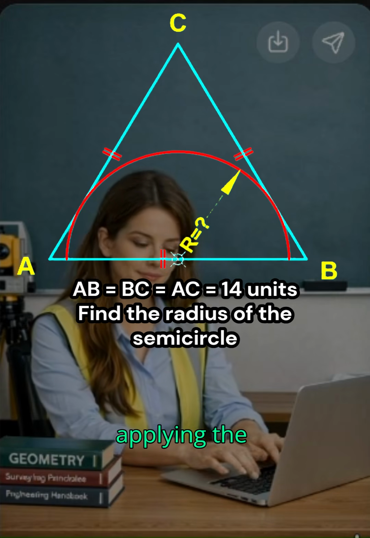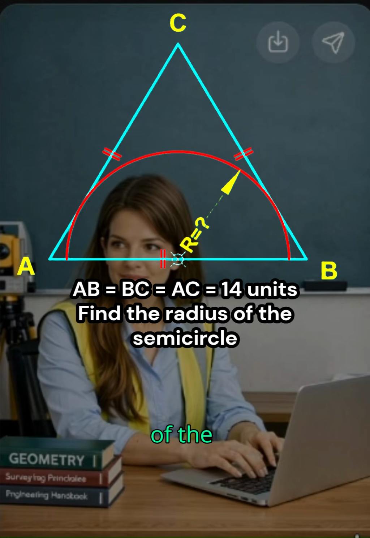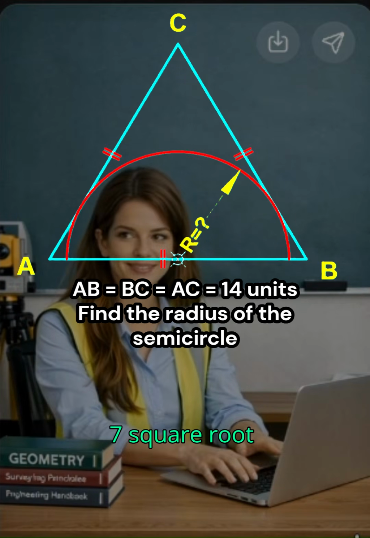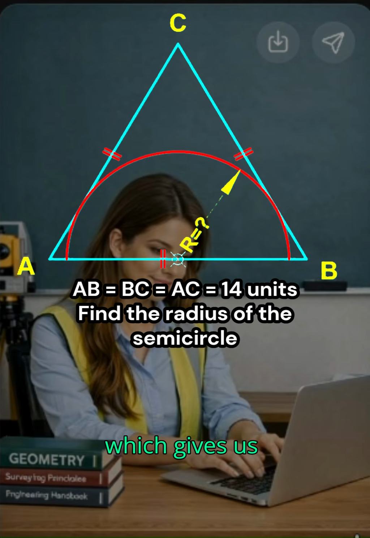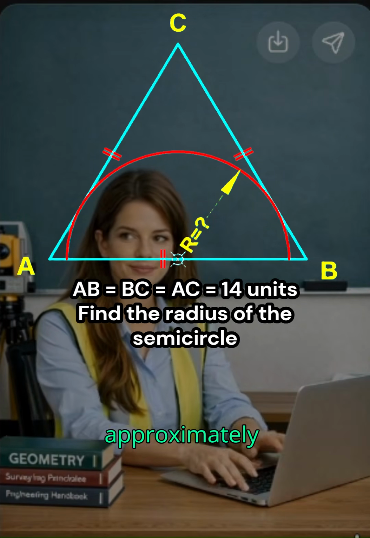By applying the sine ratio, we know that the sine of 60 degrees equals the opposite side over the hypotenuse, or radius divided by 7. Since the sine of 60 degrees is exactly square root 3/2, a quick algebraic cross-multiplication reveals our answer. The exact radius of the semicircle is 7 square root 3/2 units, which gives us a highly precise technical measurement of approximately 6.06 units.